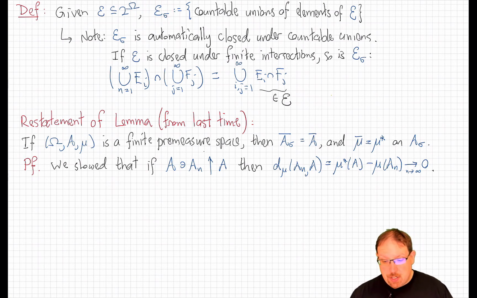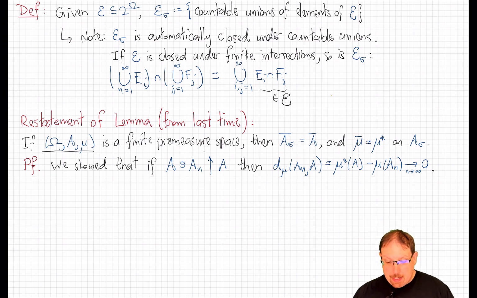Now, with that useful notation in hand, we can restate a lemma that we proved last time as follows. Suppose we have a finite premeasure space, as usual. Then the statement is that A sigma has the same closure as A in the pseudometric. And moreover, the Lipschitz extension of the premeasure coincides with the outer measure, not just on A, as we already proved, but on all of A sigma. That's going to be critical to our proving that this is actually a measure.